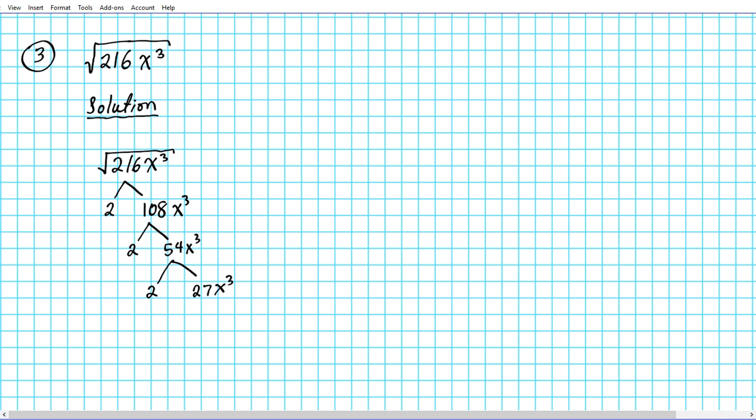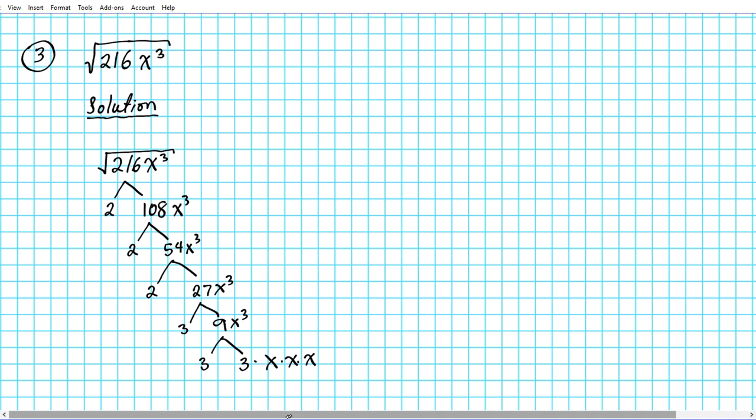27x to the third times 3 goes into 27 how many times? 9x to the third. Times 3 goes into 9, x to the third, how many times? 3x to the third times. So since this remaining number here is prime, I can go ahead and decompose x to the third into x times x times x.